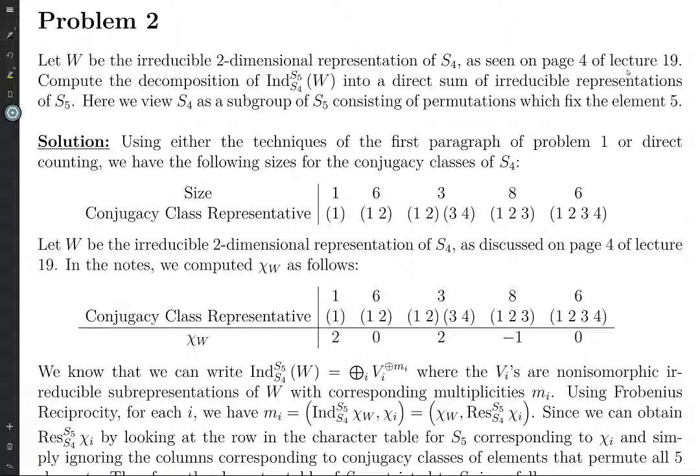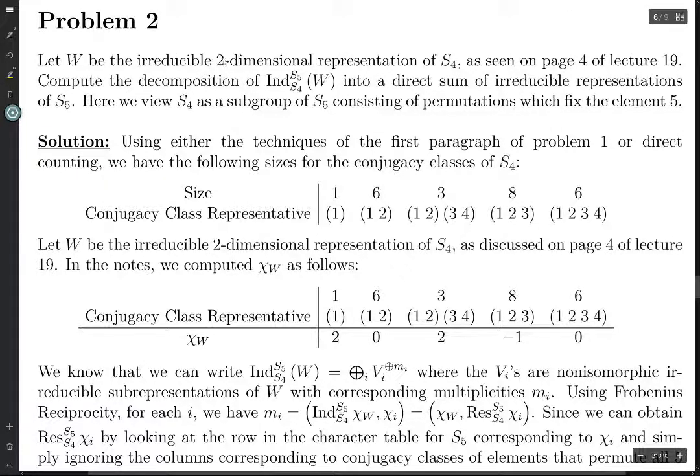with me, but maybe this will determine it uniquely. It might not. I forget. But anyways, it's going to be the character that has this decomposition, 2, 0, 2, 0, negative 1, 0. So yeah, it's that one. So anyways, let's induce it to S5 and see what happens, and write it as a direct sum of irreducible representations.